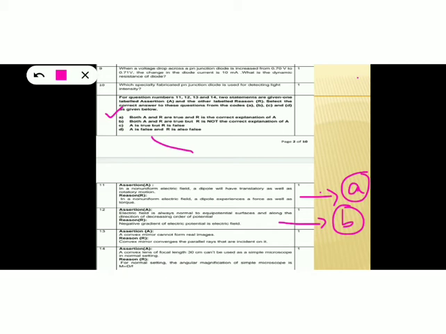Is it true? Can a convex mirror converge anything? No, because a convex mirror is a diverging mirror, so it cannot converge any rays falling on it. So the assertion is true, but the reason is false.